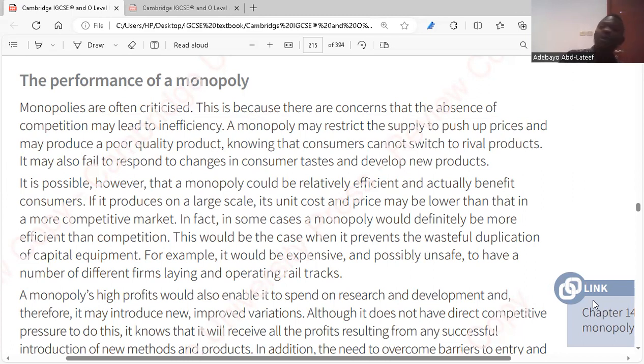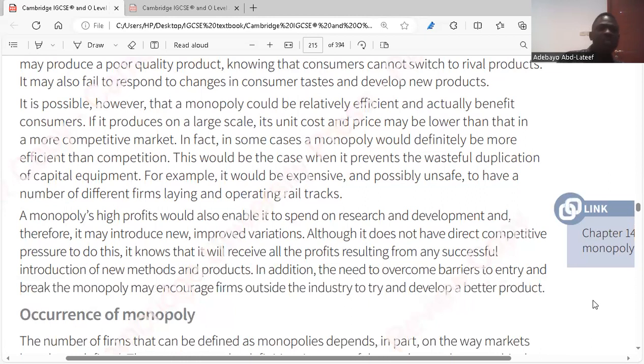Also, they could provide poor quality products that lack quality. They know customers do not have any other choice. They know customers do not even have information about the product. So this brings about inefficiency, which is one of the problems about monopoly.